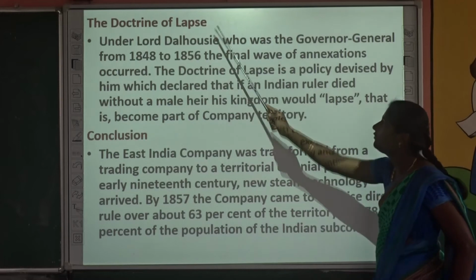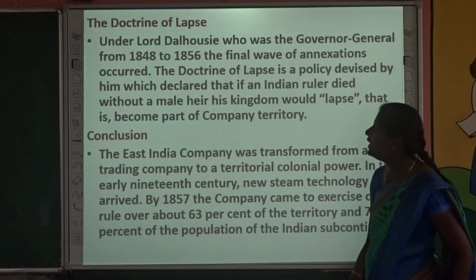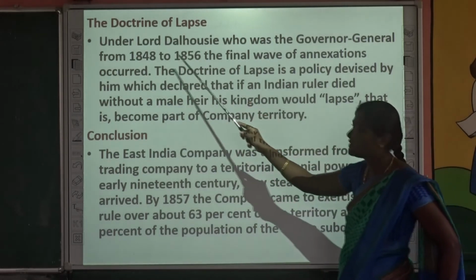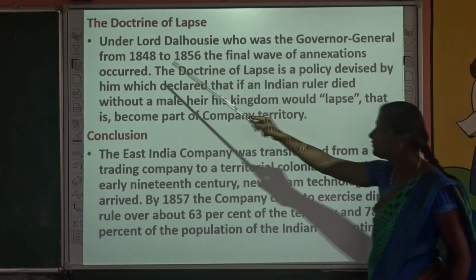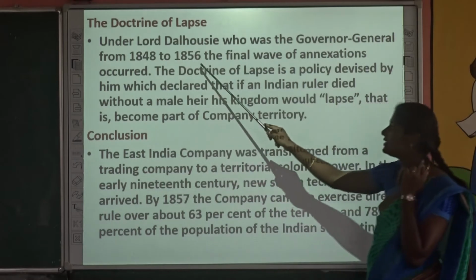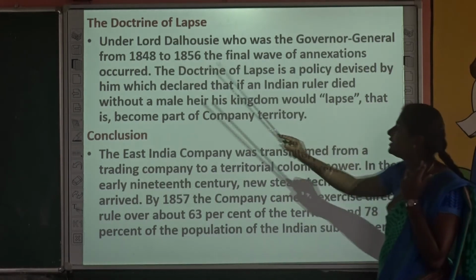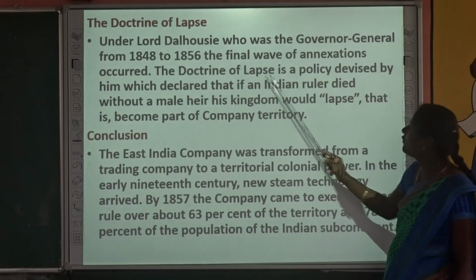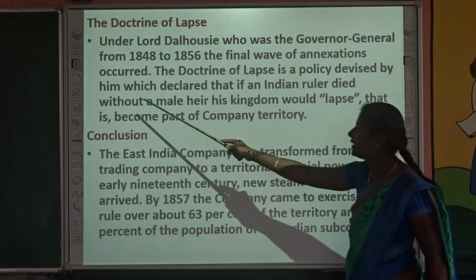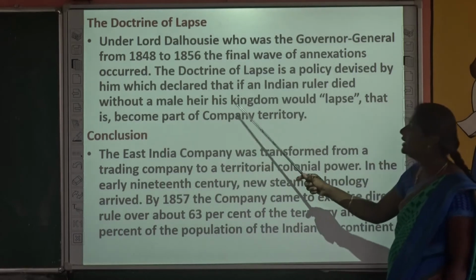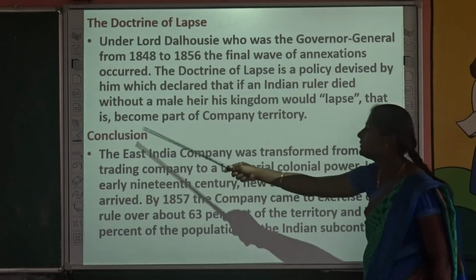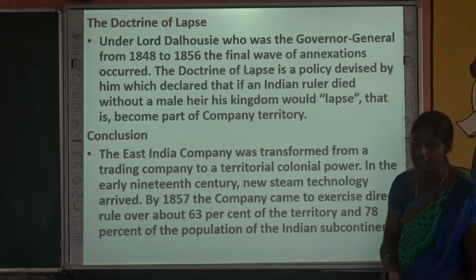Then, the doctrine of lapse. It was a law introduced by Lord Hastings. So, what is that? Under Lord Hastings, who was the Governor General from 1848 to 1856, the final wave of annexation occurred. The doctrine of lapse is a policy devised by him which declared that if an Indian ruler died without a male heir, his kingdom would lapse and thus become part of the company's territory.